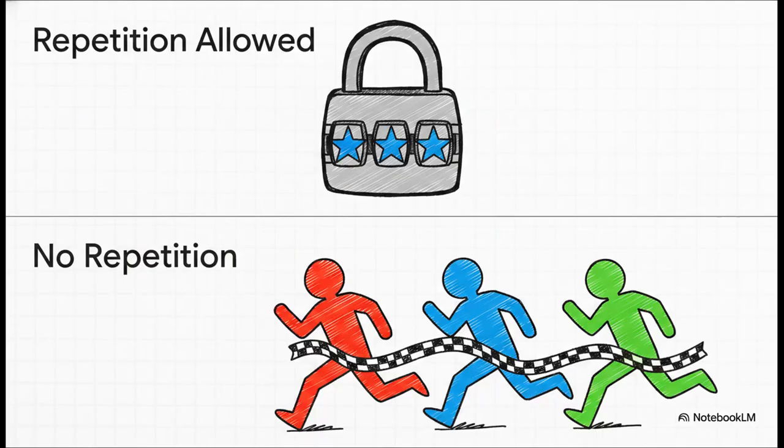Now, within the world of permutations, there are actually two distinct types, and believe me, this fundamentally changes the math. The first type is when repetition is allowed. Think of that lock again. Your code could absolutely be 333, right? The second type is when there is no repetition. Think of the first 3 people crossing the finish line in a sprint. You physically cannot be in both first and second place at the exact same time. Adding or removing the ability to reuse items completely changes our mathematical reality.